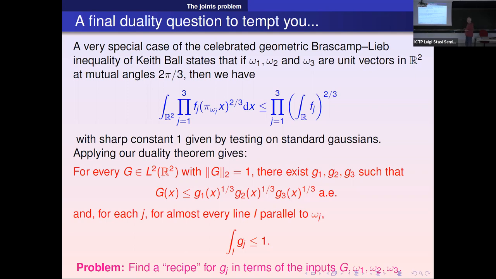Can you find a recipe? Can you understand how to build the gj satisfying this in terms of the inputs? But the point is, at the moment, it's an application of the abstract duality theorem. So it uses all this minimax stuff and Ky Fan minimax lemmas, and we just don't have a handle on how to construct these functions, but we do know they exist.